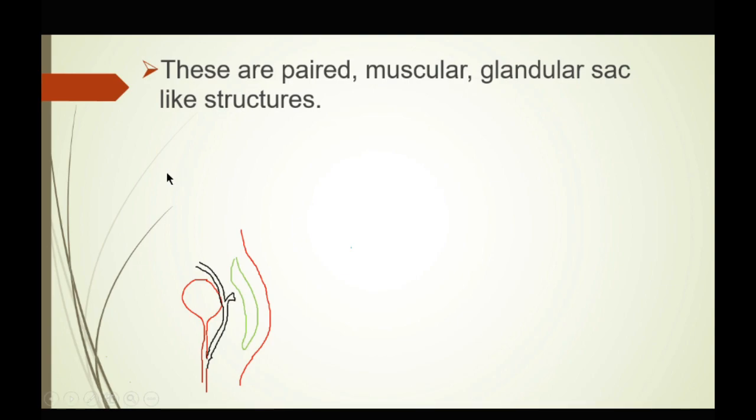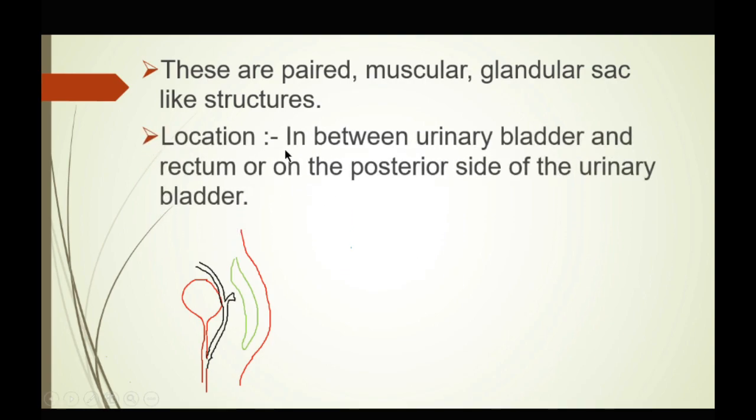About these seminal vesicles, we can say that these are paired glands, that means they are found in two in number. These are muscular, as I just told, and glandular sac-like structures. Glandular means they are made up of glands, and glands secrete certain substances. About their location, the seminal vesicles are found between the urinary bladder and the rectum.